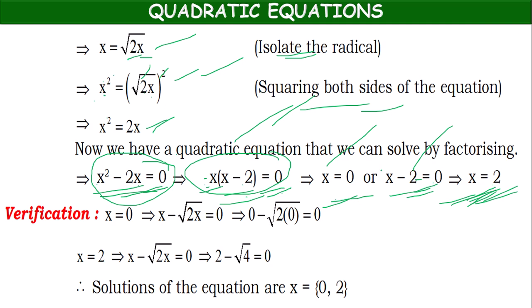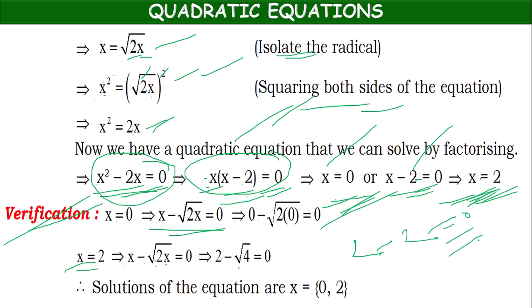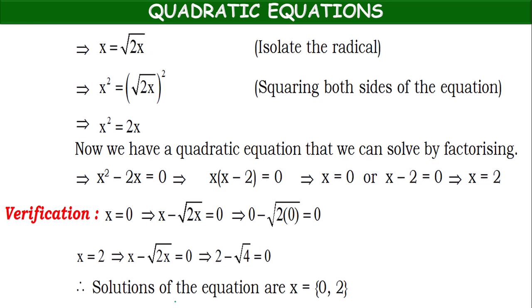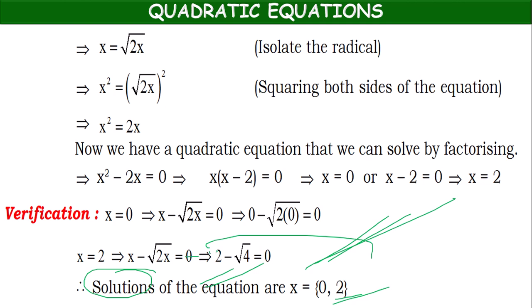So we can do verification, children. If we keep x equal to 0 in this equation, 0 minus root 2 into 0, total it will become 0, true. Or if we keep 2 in the equation, 2 minus root 2 into 2, 2 minus root 4, root 4 value is 2, 2 minus 2 which is equal to 0. So for both the values it is satisfied. So in the flower brackets, 0, 2 are the solutions of the equation.